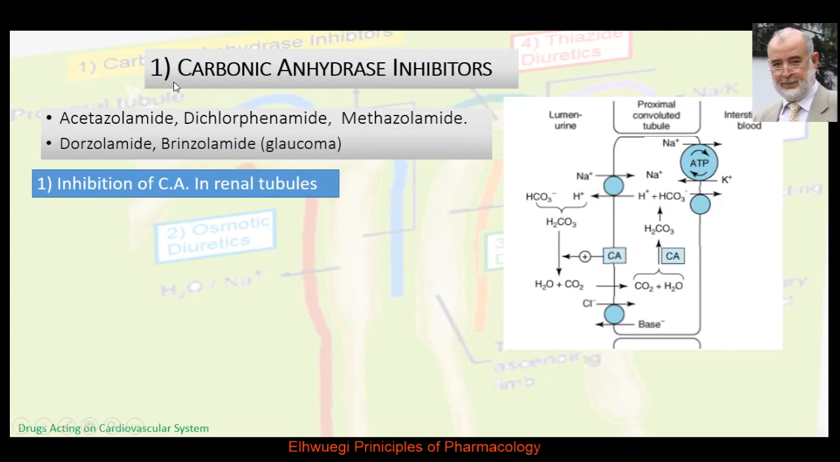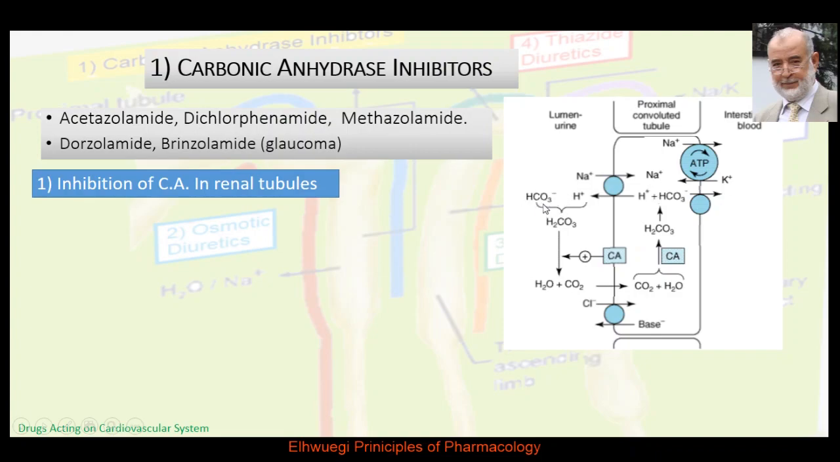So what do these drugs, the carbonic anhydrase inhibitors, do? We said that they inhibit the carbonic anhydrase. So they will inhibit the conversion of carbonic acid to water and carbon dioxide. That means they will prevent reabsorption of bicarbonate.